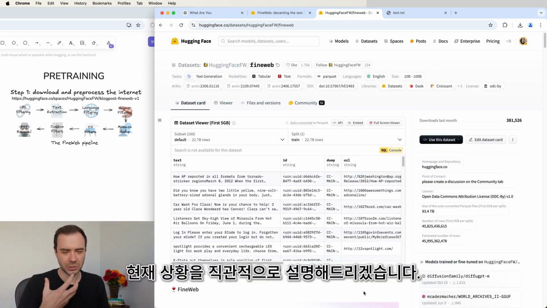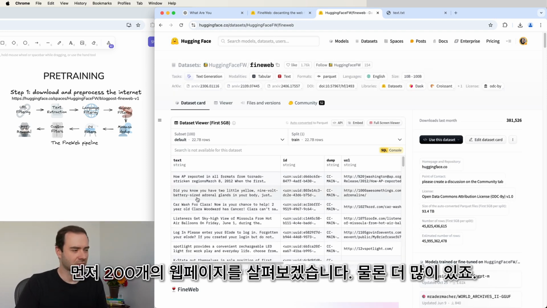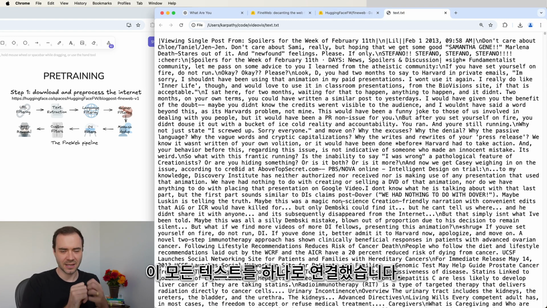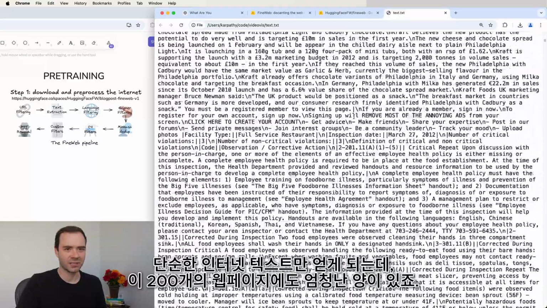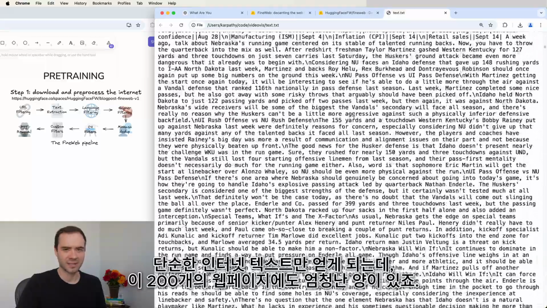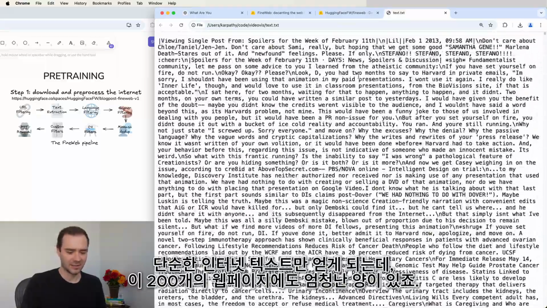Now, I wanted to give you an intuitive sense of where we are right now. So I took the first 200 web pages here, and remember we have tons of them, and I just take all that text and I just put it all together, concatenate it. And so this is what we end up with. We just get this raw text, raw internet text. And there's a ton of it, even in these 200 web pages.